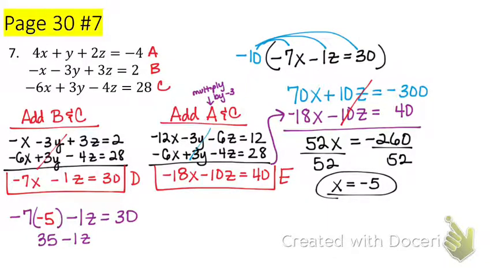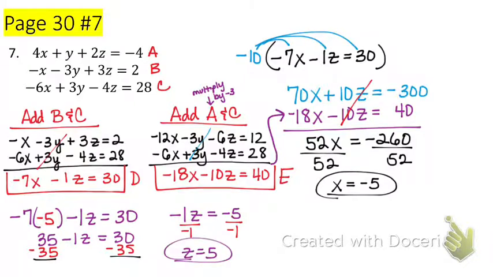So we have, let me come over here because I'm out of space. So we have negative 1z equals negative 5. Divide by negative 1, and we have z equals positive 5. So who got 5 and 5? So far we got two 5s.